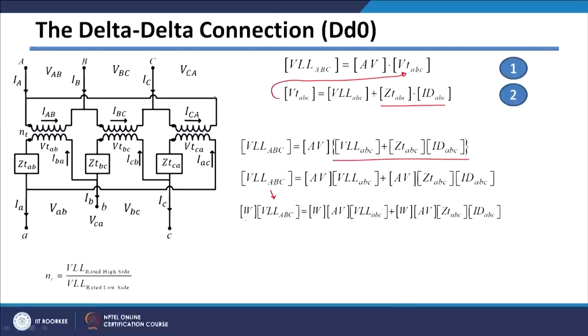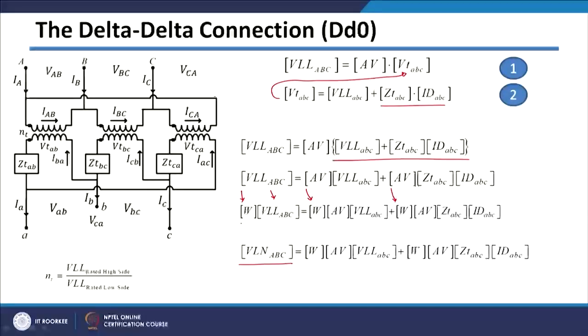So, here if I multiply by W, I will get this. This also will get multiplied by W, and this also will get multiplied with respect to W. And on this side, I will get VLN ABC, because W multiplied by the line to line voltages will be VLN ABC, and these terms are as it is.